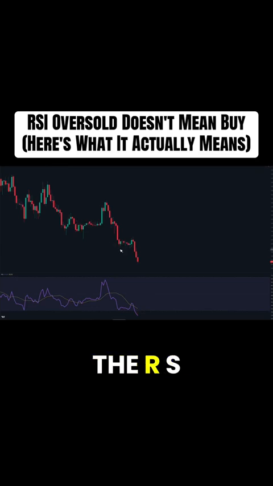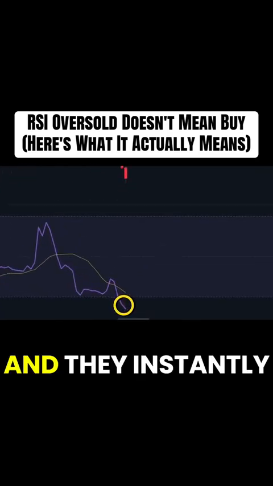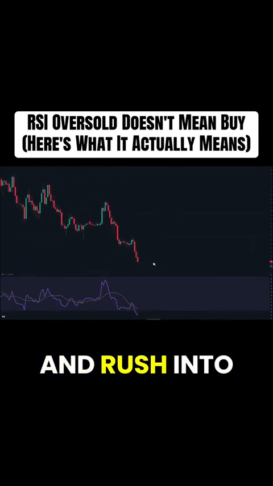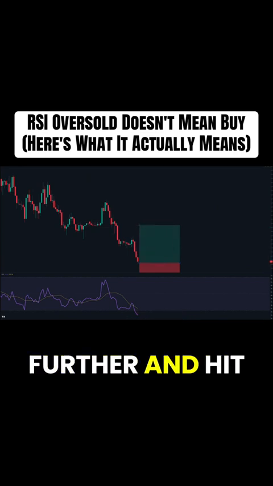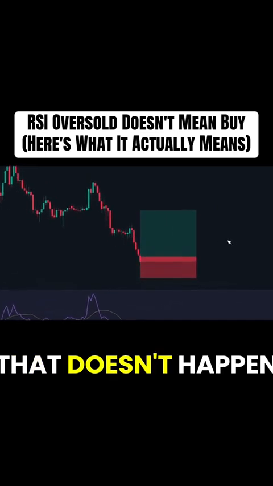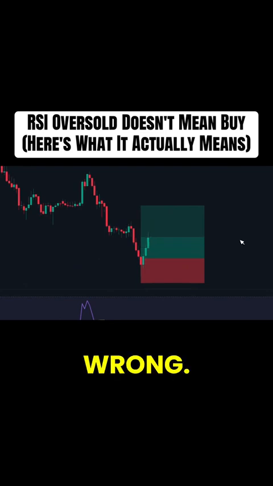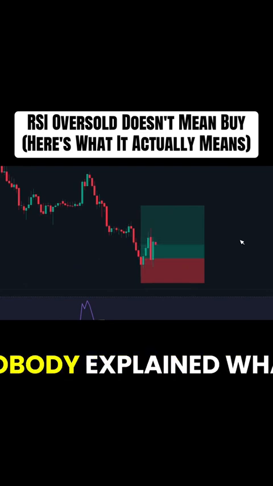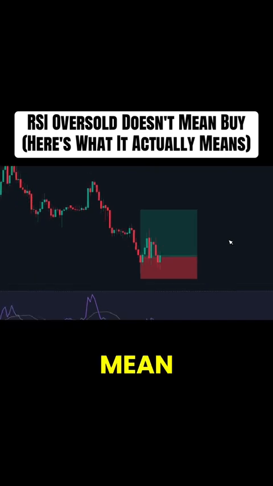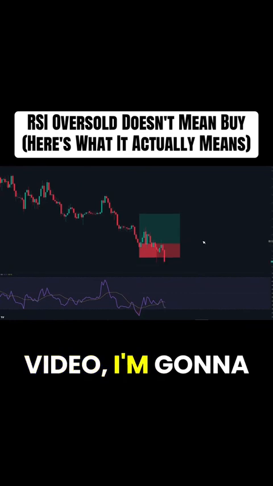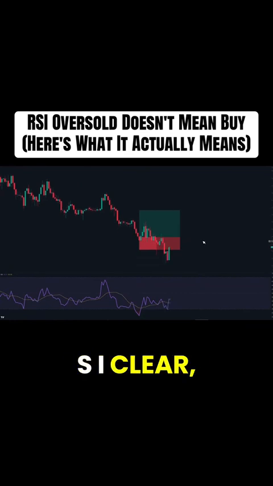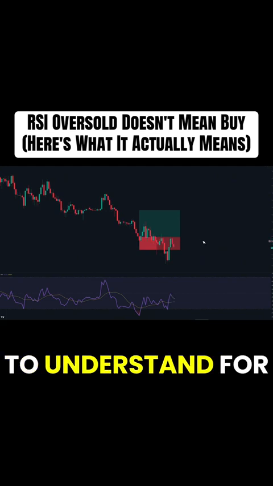Most traders see the RSI drop below 30, and they instantly think it's oversold and rush into a buy, only to watch price fall even further and hit their stop. That doesn't happen because the RSI is wrong. It happens because nobody explained what these levels actually mean or how to read them the way real traders do. So in this video, I'm going to make the RSI clear, visual, and easy to understand for you.